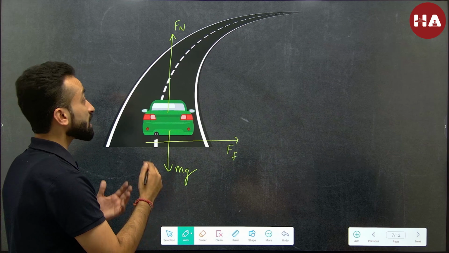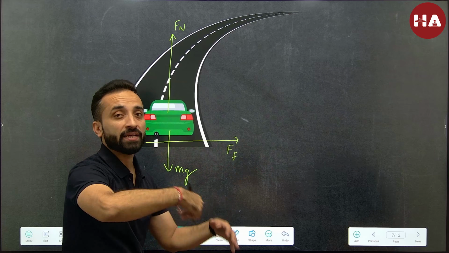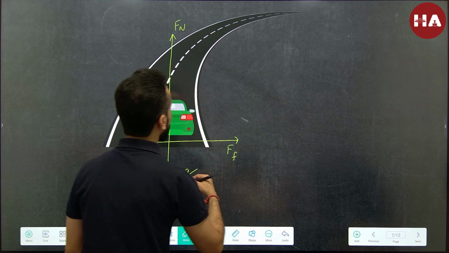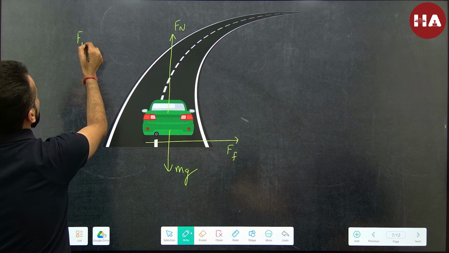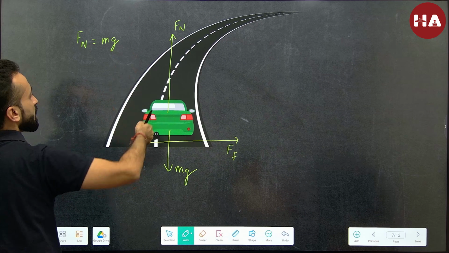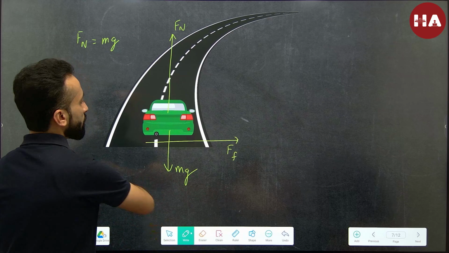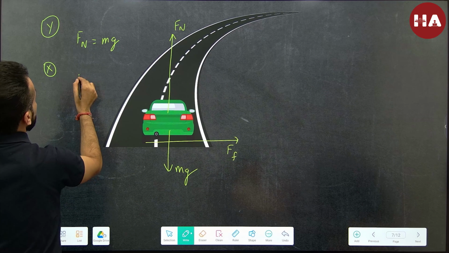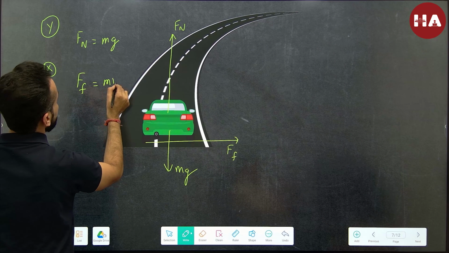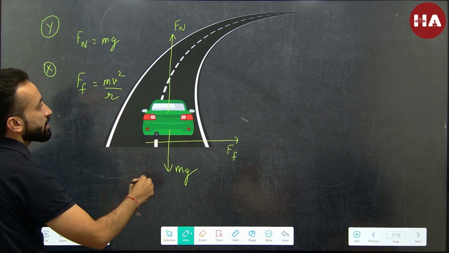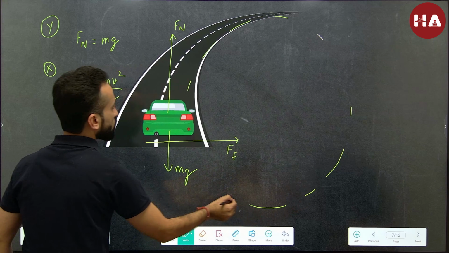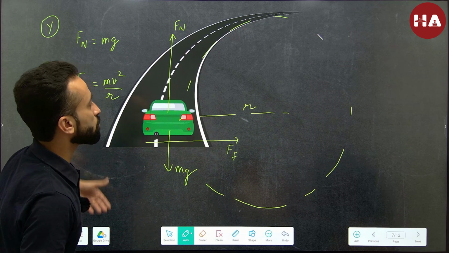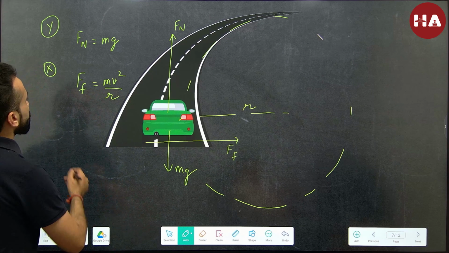So even again, even if it is not a complete circular motion, it has to be a part of circular motion. So we can write that Fn is equal to mg, that is basically the equilibrium in the y direction, but in the x direction the net force is providing the necessary centripetal force. And let's say this curved path is of radius r, so let's imagine this is a part of a circle whose radius is r, then we can write this.